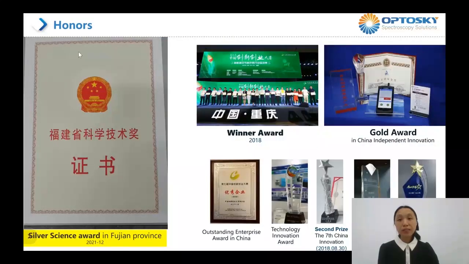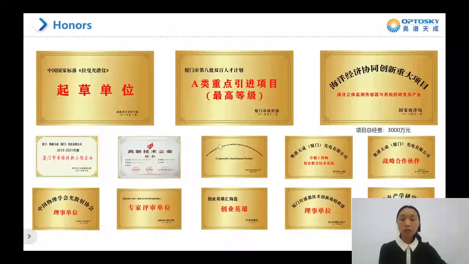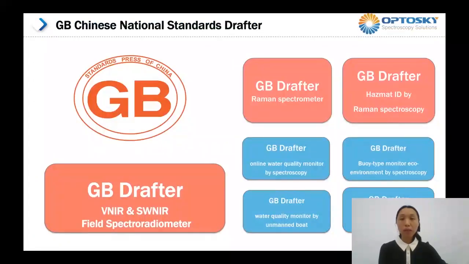And we receive many honors every year. This is the Civil Science Award, this is our winner award, and this is our gold award. We have many awards for high technology and development. We have quite a lot of awards already for our development.